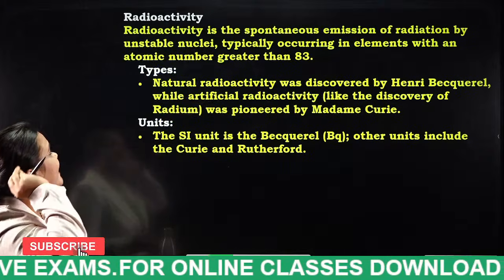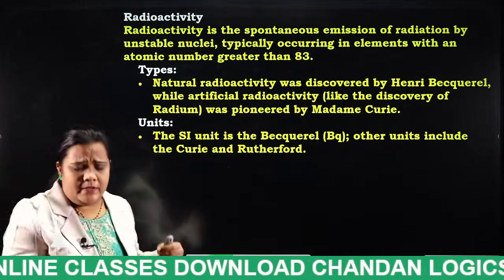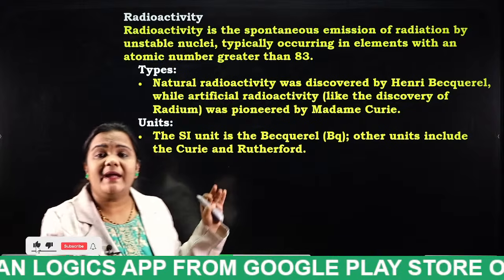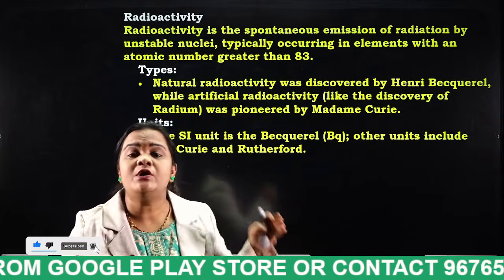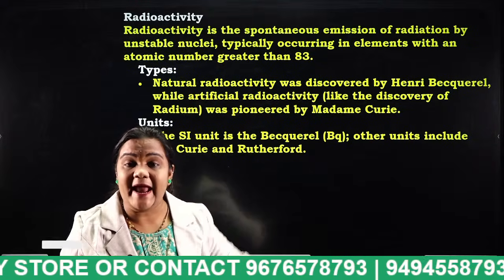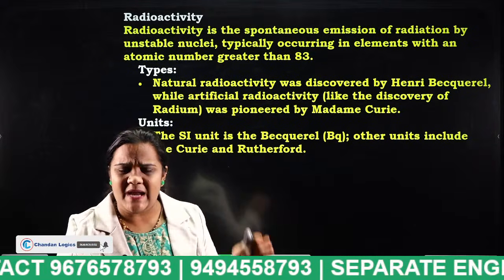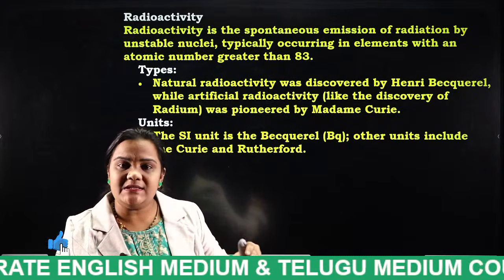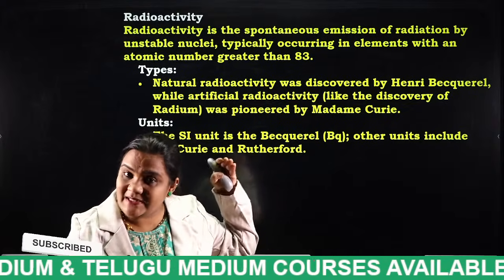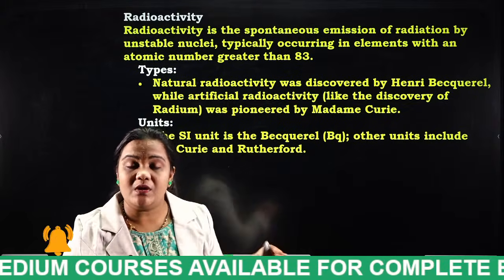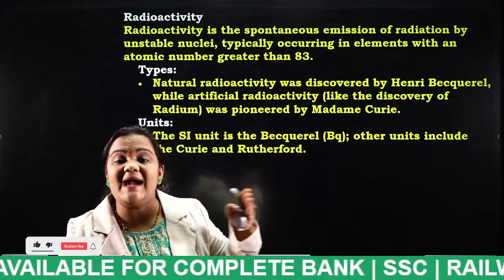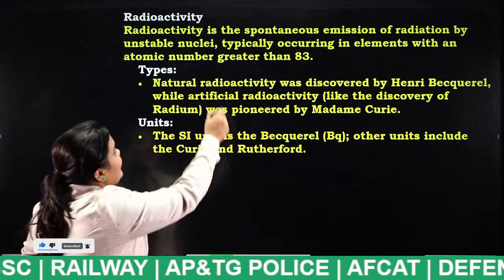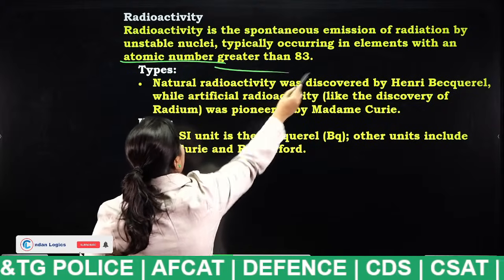Next, radioactivity. What do you mean by radioactivity? When an unstable nucleus emits radiation. Unstable means it does not have the proper protons and neutrons, so it is not remaining at its position. When an unstable nucleus emits radiation, that radiation is known as what, students? Radioactivity. It typically occurs in elements with an atomic number greater than 83.